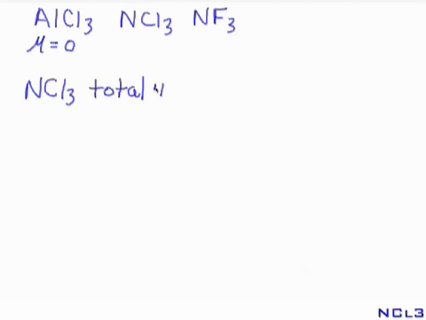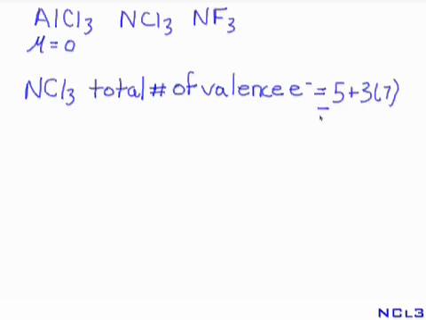Total number of valence electrons, and that equals nitrogen has 5, 3 times chlorine 7, it's 21, 26 electrons. So give nitrogen its 5 electrons, 1, 2, 3, 4, 5. Give chlorine its 7.